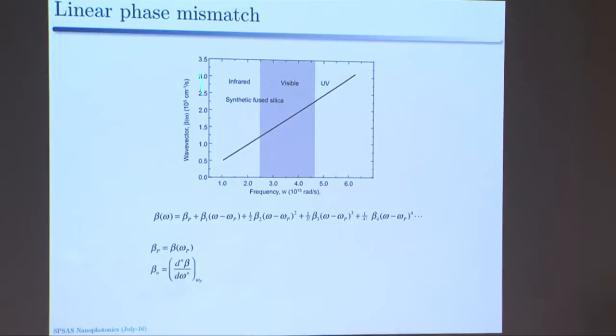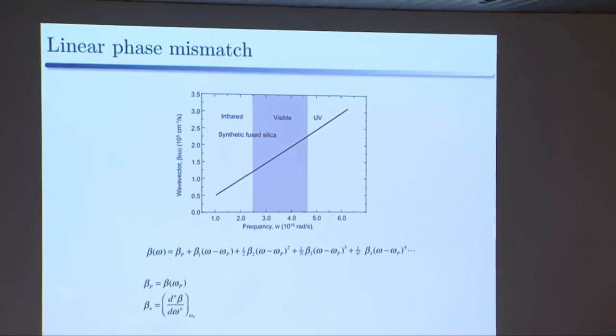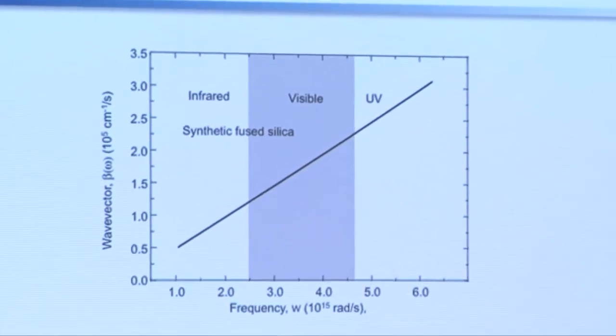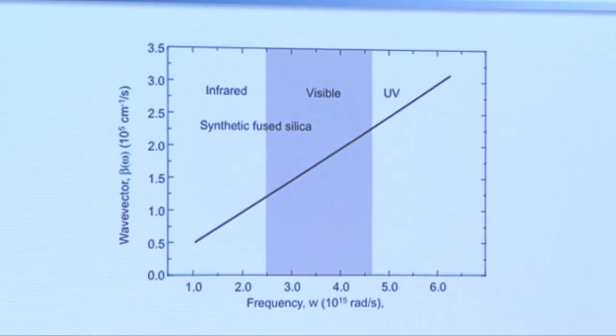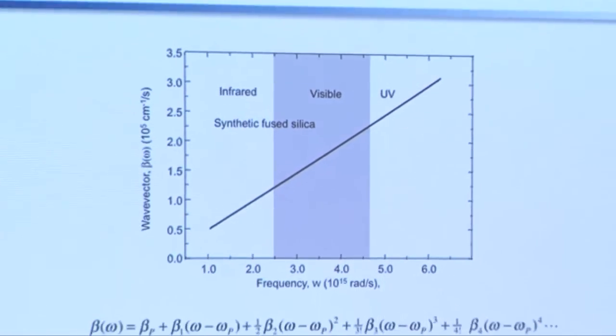So this is the wave vector of fused silica, for example. Just pure glass. And it depends on frequency. This is for fused silica, but of course any material is going to have that. And you just solve the waveguide, there's a waveguide contribution. The point is beta depends on frequency. And as I said before, frequencies are not really far apart.